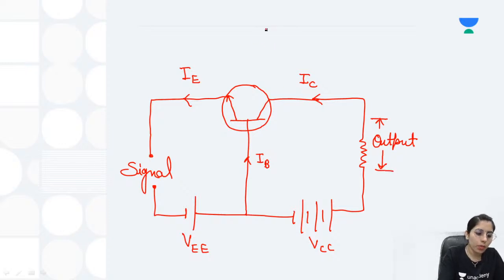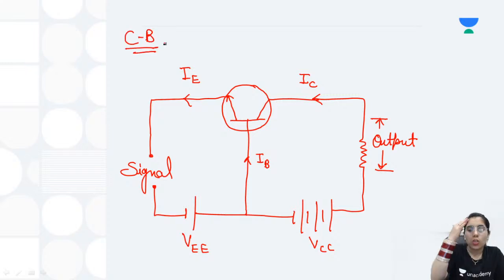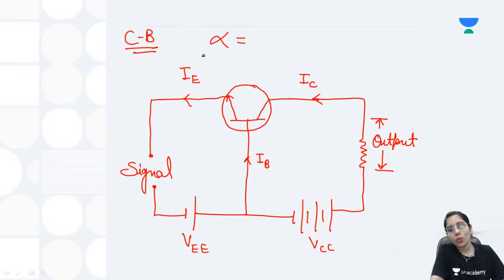Okay guys, so the first thing we will find here is the current amplification factor as per this circuit. So what is that current amplification factor? Let's talk about it. This is the common base connection. Current amplification factor in case of common base, we show it with alpha. You know the output side current is related to the collector, and the input side current is related to the emitter.